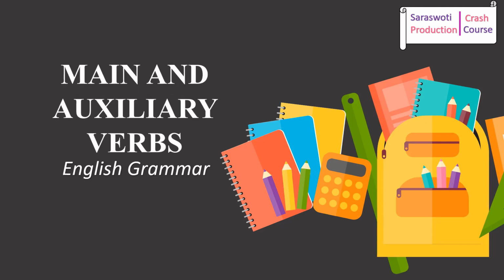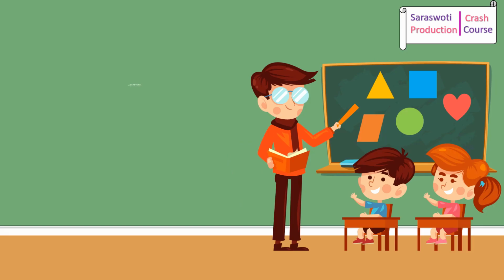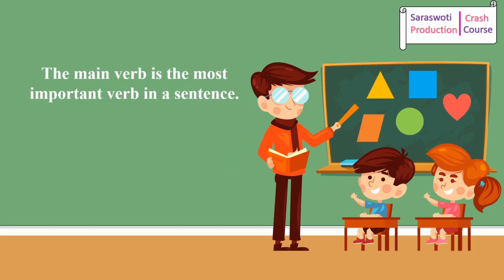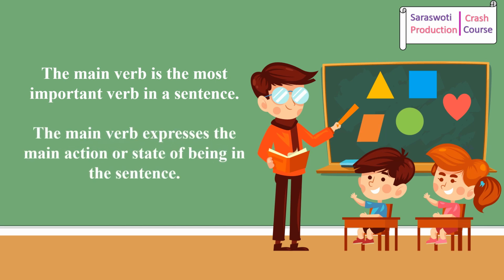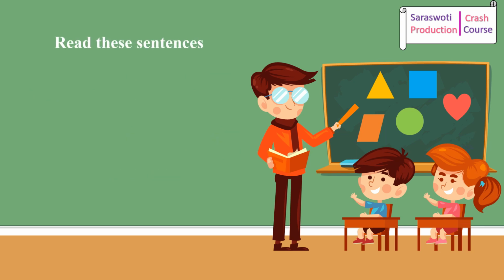Hello learners, today we're going to study about main and auxiliary verbs. So let's get started. The main verb is the most important verb in a sentence. The main verb expresses the main action or state of being in the sentence. Read the sentences. I drive my car every day. I am very happy.